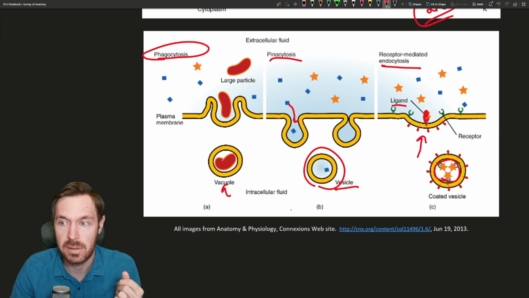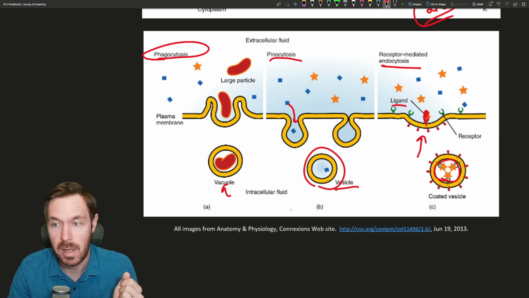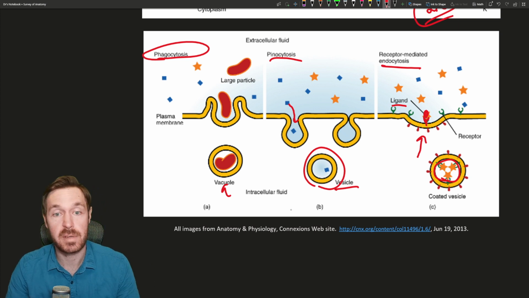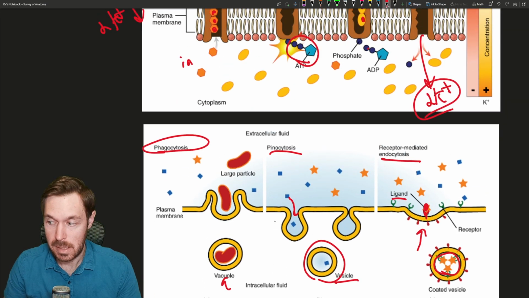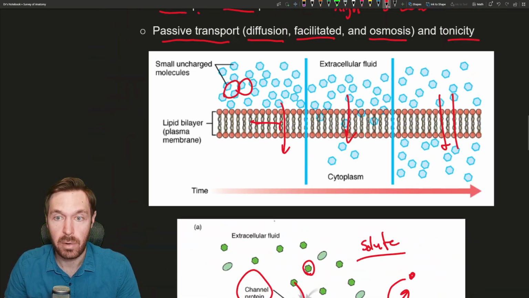Viruses can sometimes get into your cell using these mechanisms. But all of these require lots of energy as well, and they're part of the active transport process. But that's all I have for this video here, going over the cell membrane.